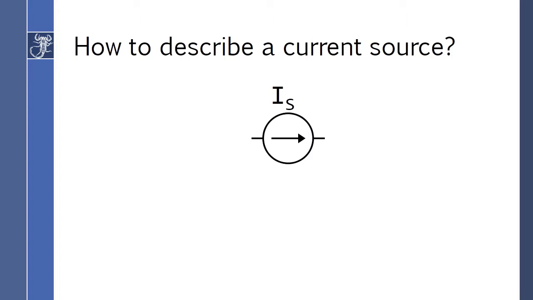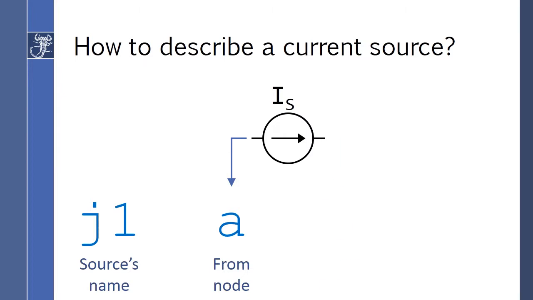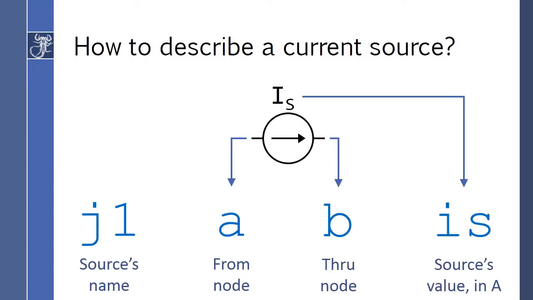To describe a current source in Symbulator, first we give it a name, starting with the letter J. Then we give the first node, the second node, and the value of the source. The value can be symbolic or numeric, and the sequence of the nodes determines the direction of the current.